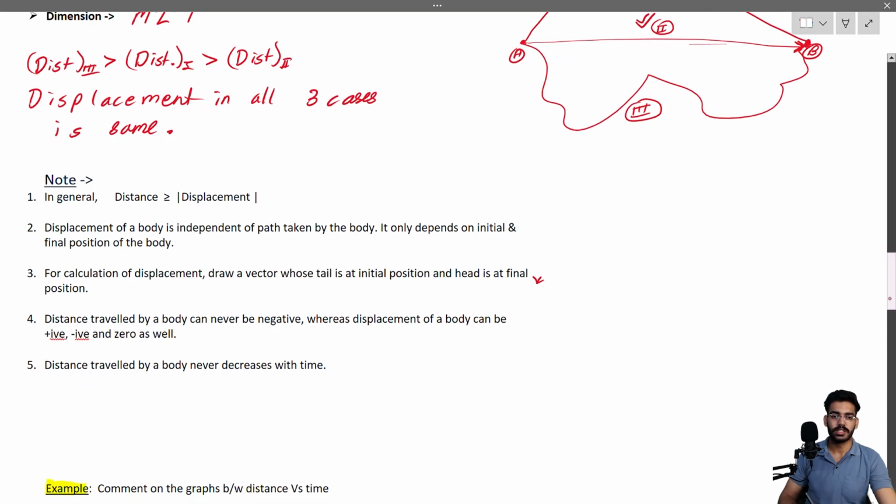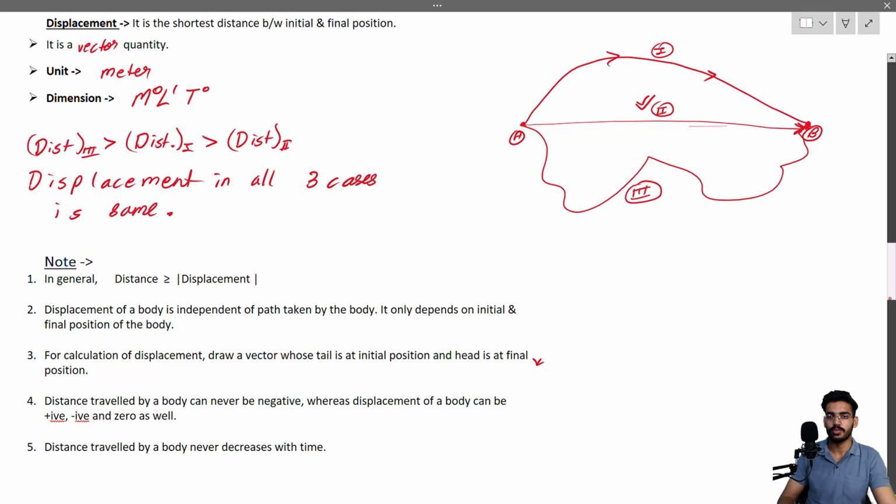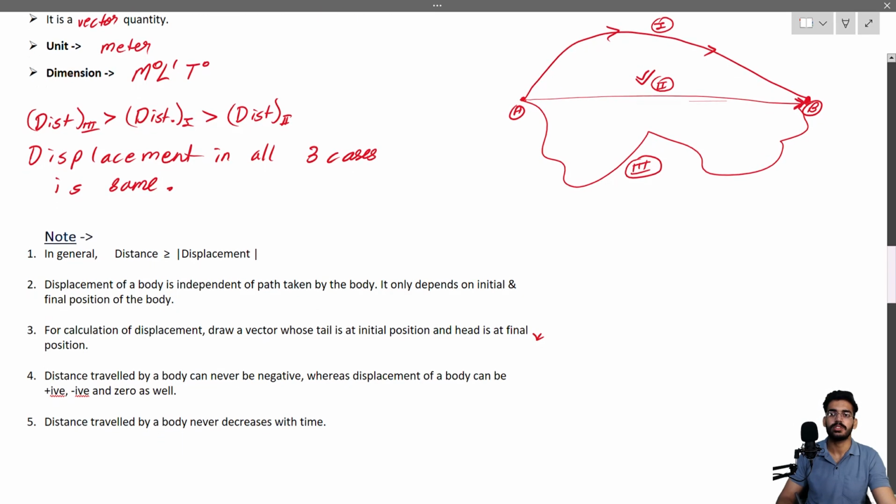Distance traveled by a body never decreases with time, because it's always a positive quantity. As soon as you move it, it becomes some positive value. Now it can't decrease. When you go back to that position, it will be calculating both things. Understood? It is getting added up only. If you stop, that time it will not increase, but you can't decrease it.